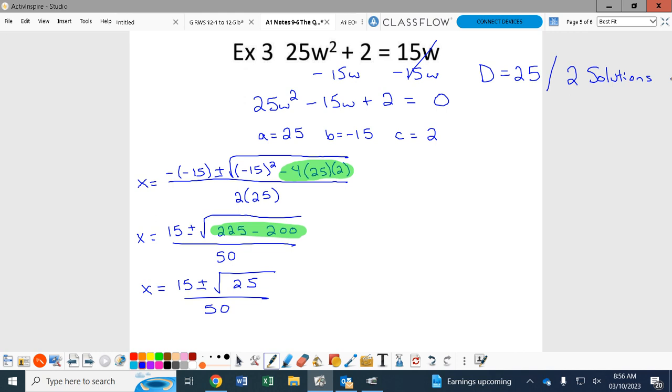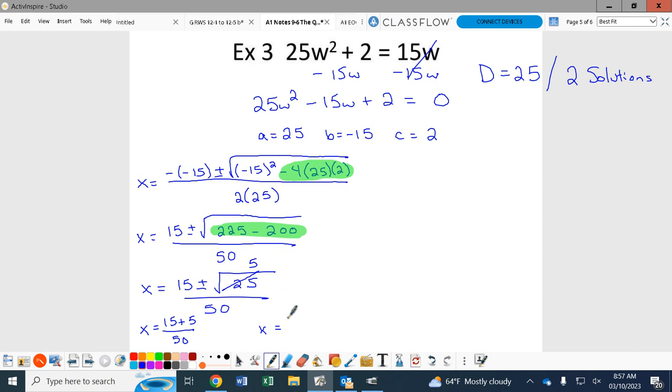The others are special cases. We're going to do one of those in a second, but they're rare. They don't happen all the time. Most of them look like this. So square root of 25 is 5, and then we've got to do our cases. Our cases are going to be that x equals 15 plus 5 over 50, and x equals... The square root of 25 is 5. Yep, you got to take the square root of it first. I definitely make careless errors, guys.